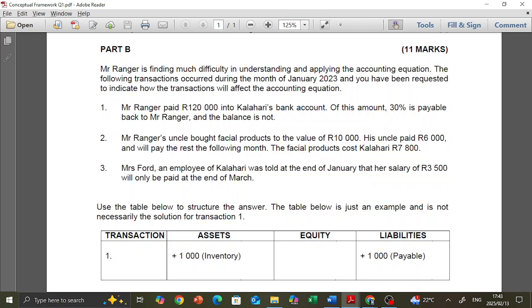Okay, and after careful reading of the scenario, they didn't specifically state that. So at this point in time, we need to assume, of this amount, this is where the maths comes in, 30% is payable back to Mr. Ranger, and the balance is not. Right? So now someone please attempt. What do you think they're asking us to do here? In terms of the accounting equation, what do you think we need to do? And our answer, what are we going to add? What elements are being affected? Any takers?